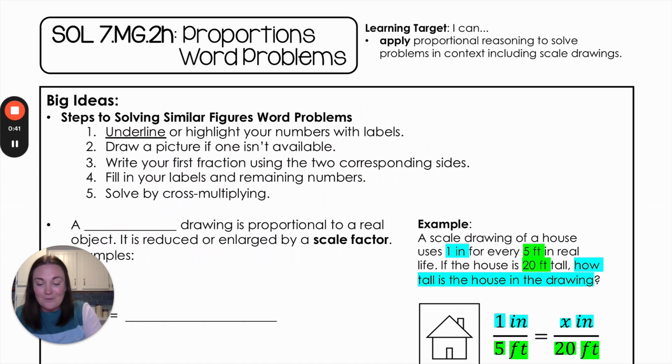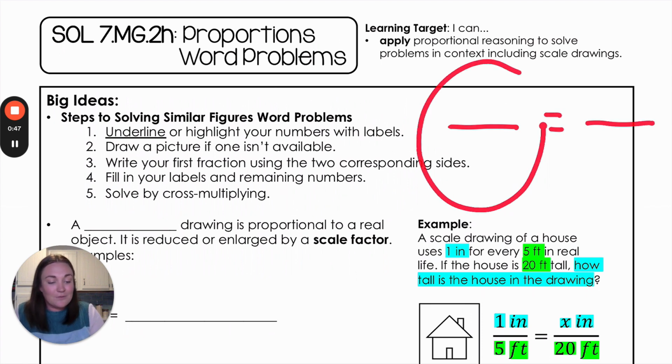Number 3, we are going to actually start setting up our proportions. Remember, the proportion is that fraction equal to another fraction, and we're going to first focus on that first fraction by finding the two things that are equal to each other. So this many inches is this many centimeters. This much time gives us this much money. Once we have that with our labels, we write them into that first fraction.